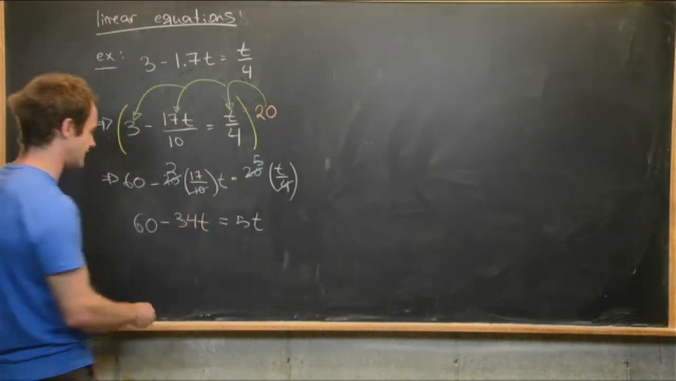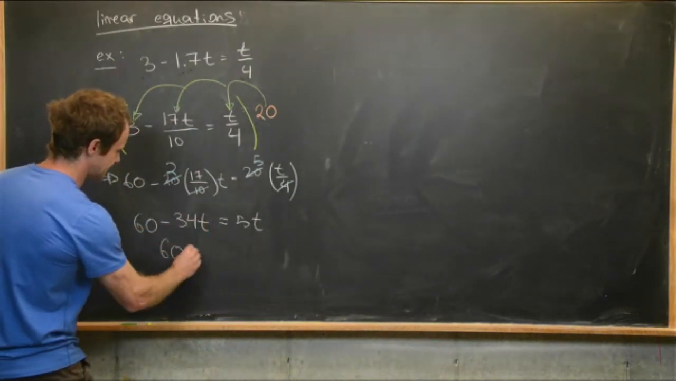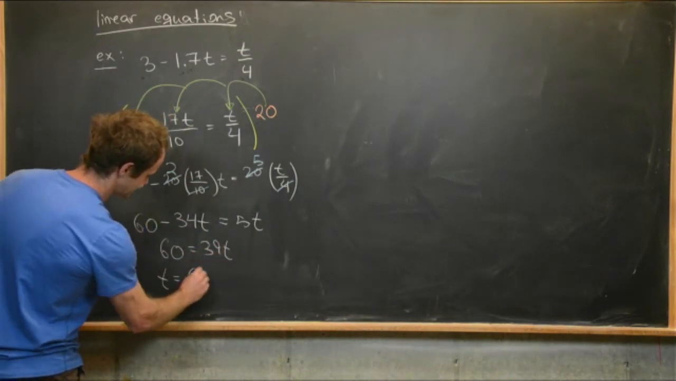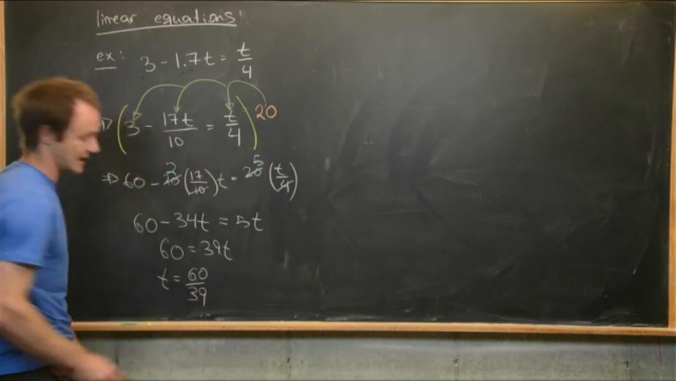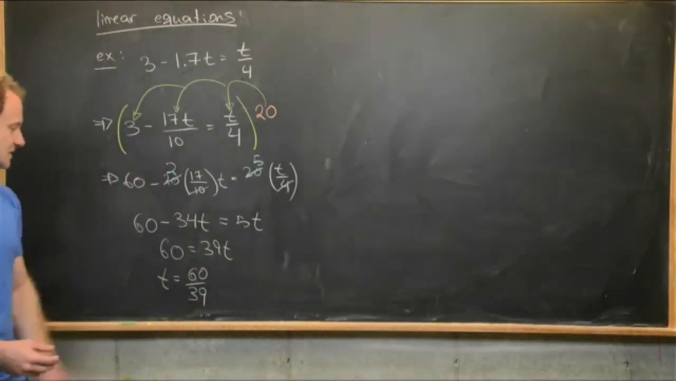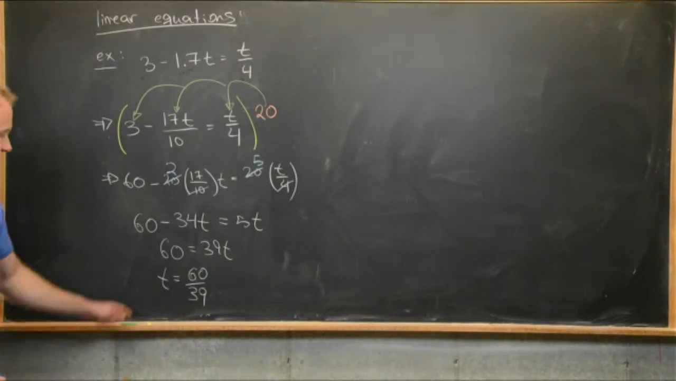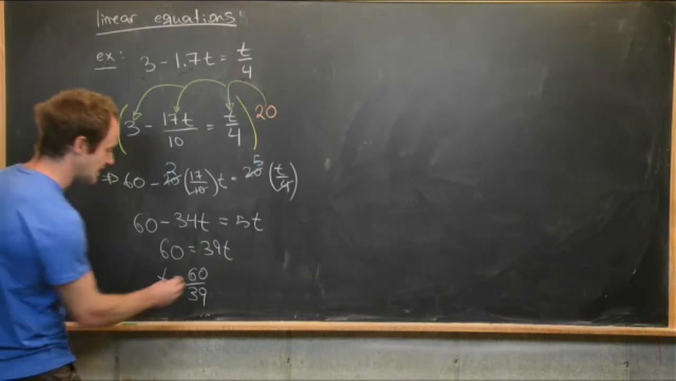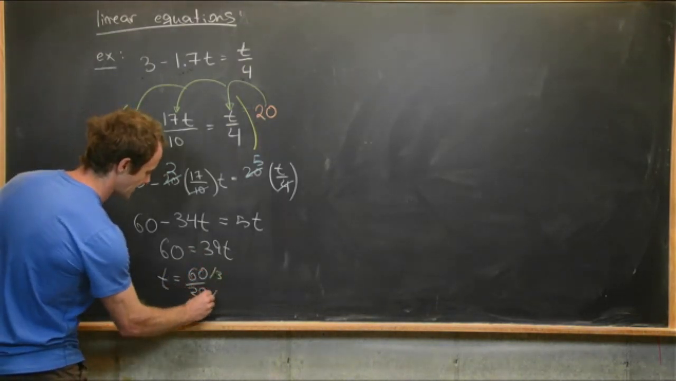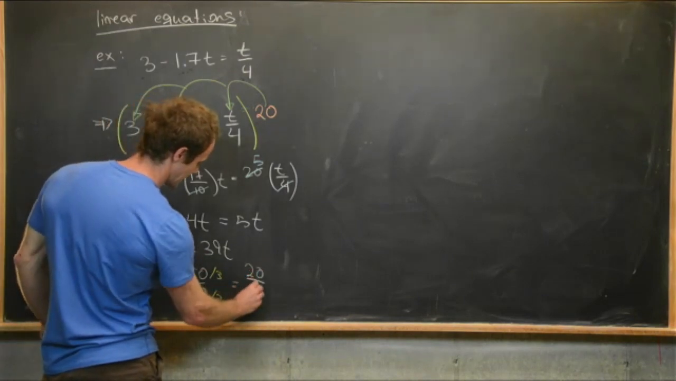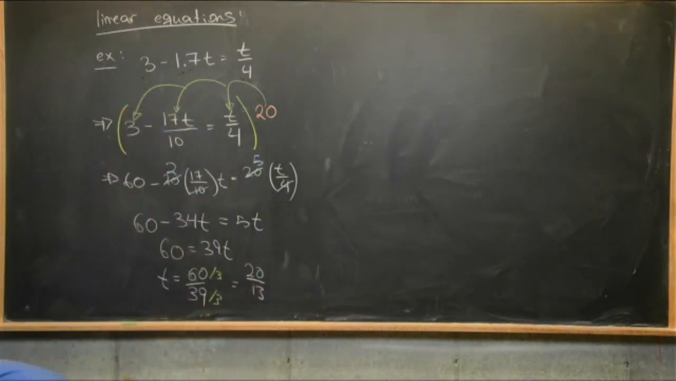Now we can move the 34t over. That gives us 60 equals 39t. In other words, t equals 60 over 39. Now we'd like to reduce that to lowest terms. Notice that the numerator and the denominator have a factor of 3, so we can divide the numerator by 3 and the denominator by 3. That leaves us with 20 in the numerator and 13 in the denominator.